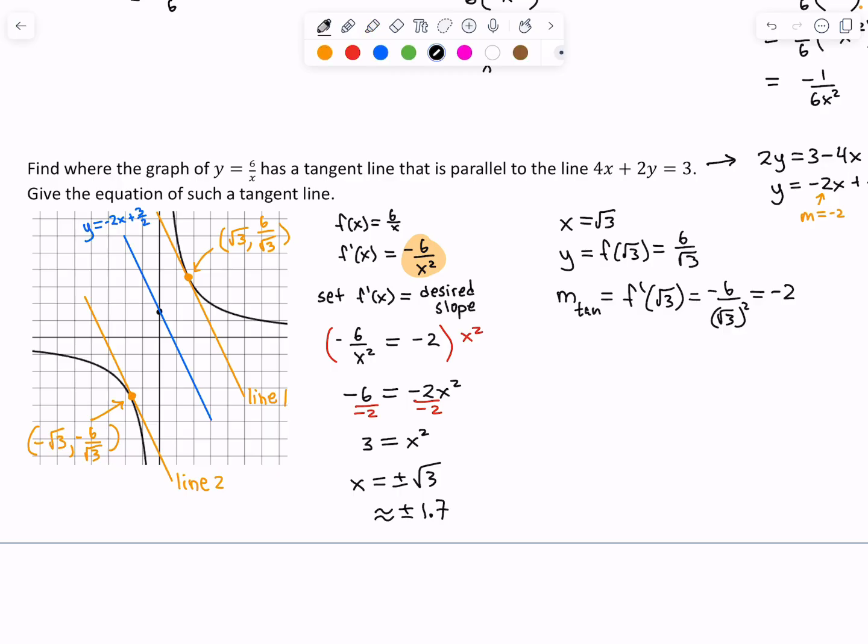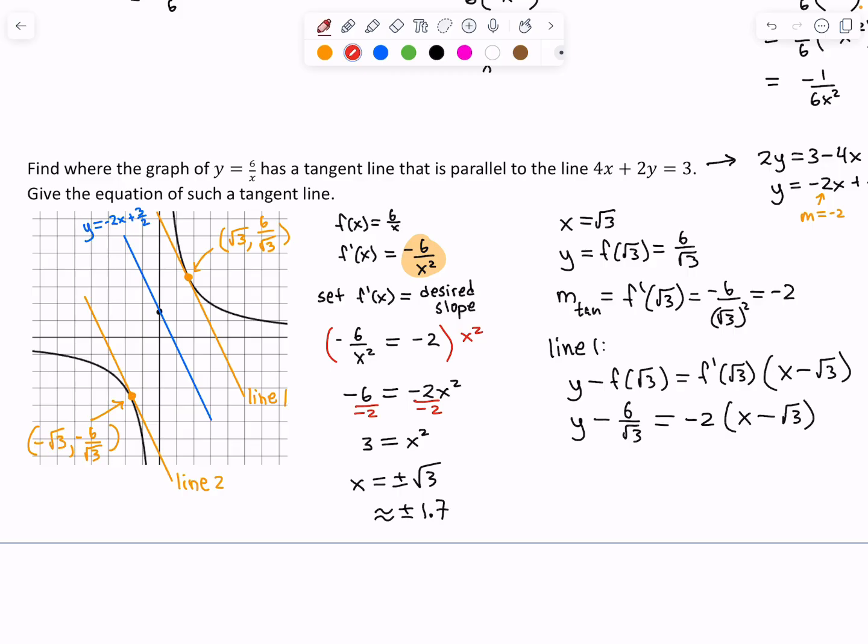To find the equation of the tangent line for line 1, we're going to do y minus the y coordinate, which is y minus f of square root of 3, is equal to the slope of the tangent line, which is f prime of square root of 3, times x minus the x coordinate. So specifically, that gives me y minus 6 over rad 3 is equal to the slope, which is negative 2, times x minus square root of 3. I'm going to go ahead and isolate y, distribute the negative 2, gives me negative 2x plus 2 rad 3, and then we'll add the 6 over rad 3 to the other side, and we will call this done.